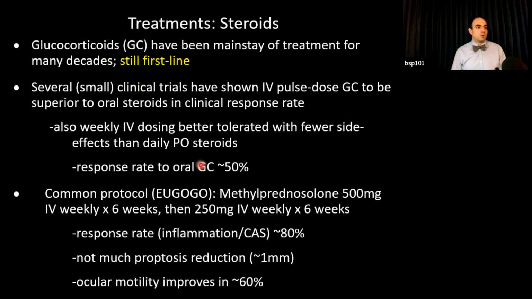So the response rate to oral steroids, in the various series and small trials that have been done, has been about 50%. IV steroids following the EUGOGO protocol, funny acronym, which is 500 milligrams once a week for 6 weeks, followed by 250 of Solu-Medrol once a week for another 6 weeks, gives about an 80% response rate in terms of inflammation and clinical activity score. It doesn't do much for the proptosis. Some series have reported up to 2 millimeters, but what's been reported varies from 0 to 2. It gives a small effect, but nothing remarkable. And the ocular motility has been reported to improve in about 60%.